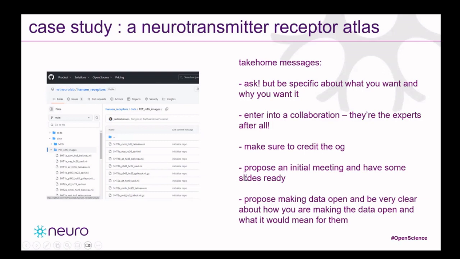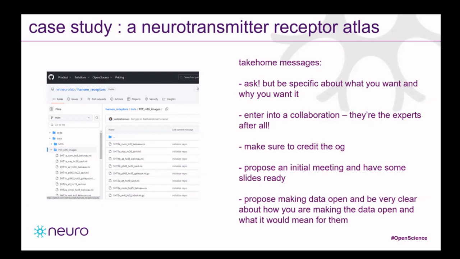I think this was really helpful in my experience: proposing an initial meeting and having some slides ready. At this point in my project, at the beginning when I was trying to put together some data, I had a couple put together already from open sources, like NeuroVault, or data sources in the cloud elsewhere.